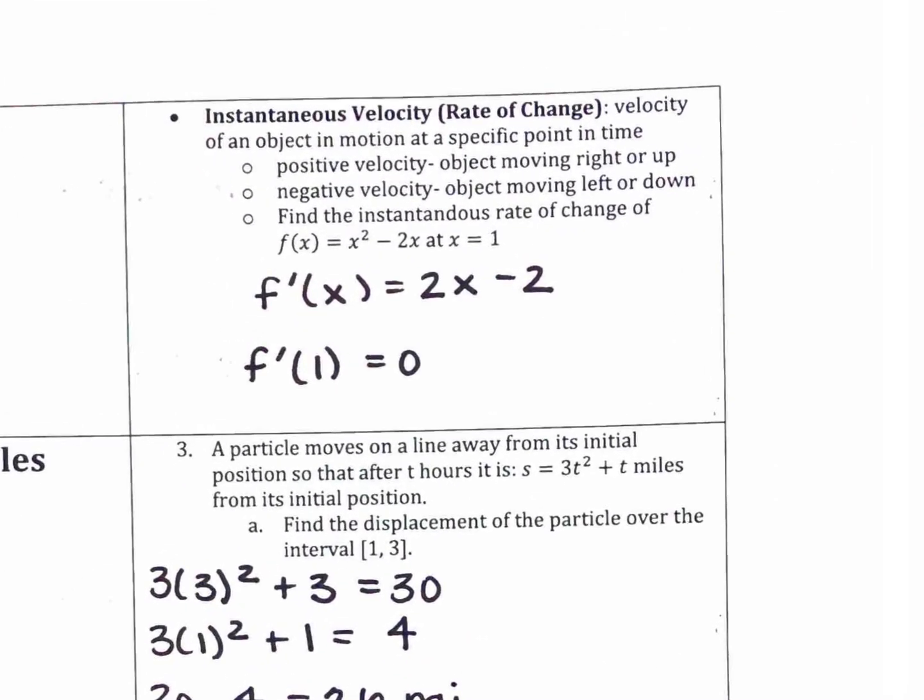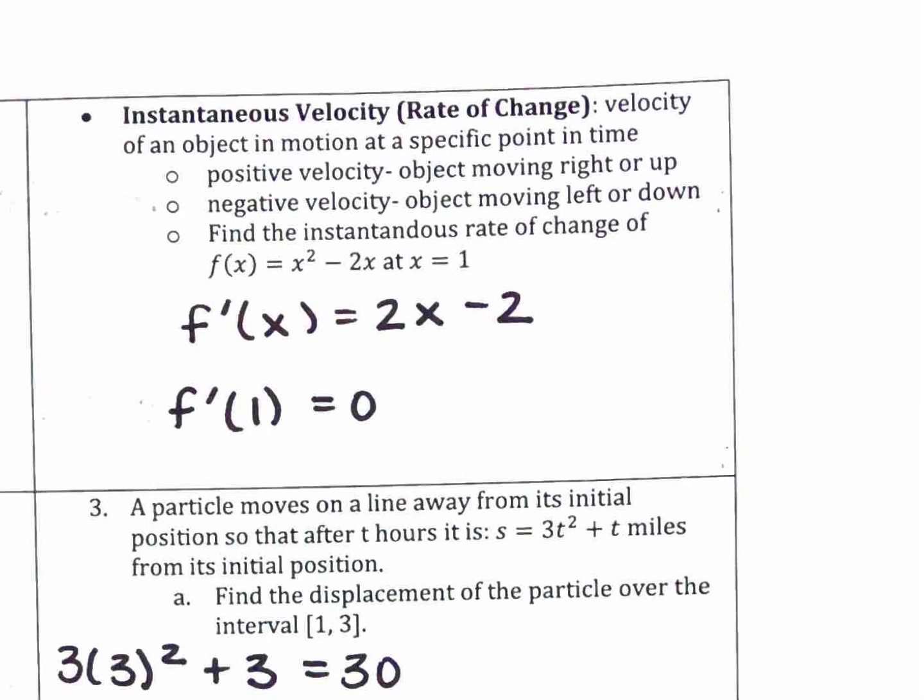Now, instantaneous velocity talks about one specific point in time. So if we're looking for instantaneous velocity, that should be a trigger in our brains that we need to use the derivative. Okay, because that will tell us the slope at any given point. And I can't spell slope.